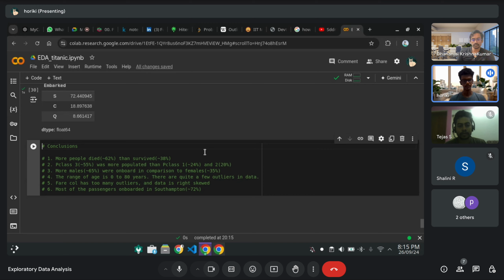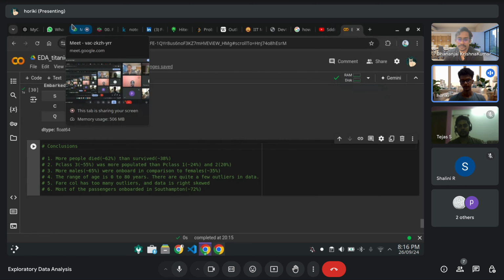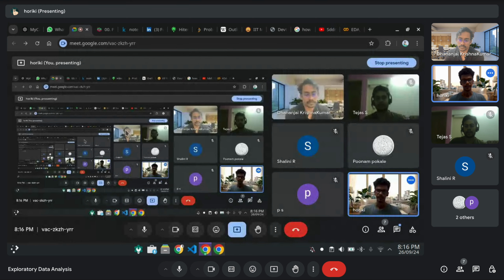The range of ages is between 0 to 80, and there are a few outliers in that data as we've seen. The fare column has a fair few outliers too. And as you've seen, the data is actually right skewed. And most passengers on board embarked from S, Southampton. That's about it. Thank you.